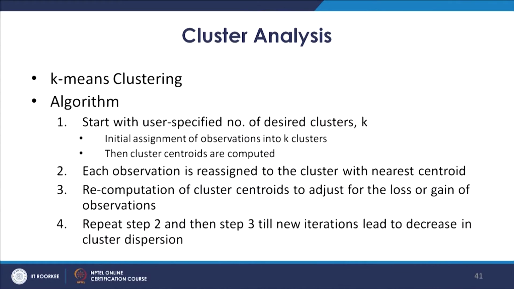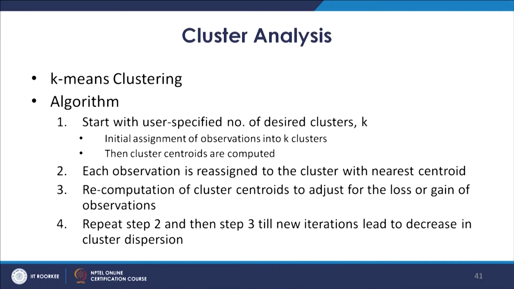So, this reassignment will result in a lot of gains and loss of observations from each of those clusters. So, what we need to do is recompute in our third step. In our third step, we can see recomputation of cluster centroids to adjust for the loss or gain of observations. So, we will have to recompute these cluster centroids, and once this is done, we can again go back to step number 2 and then step number 3. We can keep on doing this till new iterations lead to a decrease in cluster dispersion.